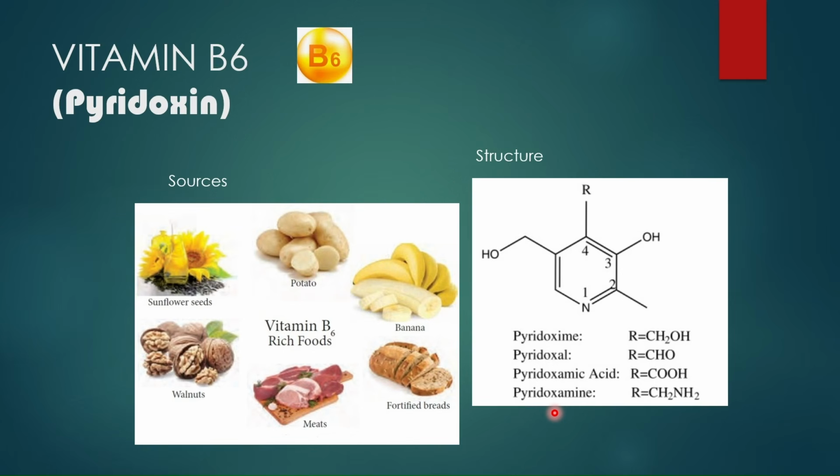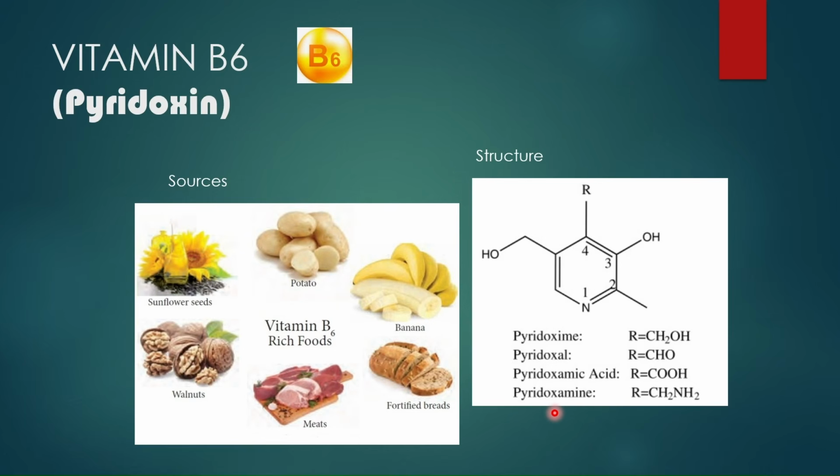Let's look at our next member of vitamin B complex, that is vitamin B6, also known as pyridoxine. Structure of pyridoxine contains 8 carbon atoms, 11 hydrogen atoms, 1 nitrogen atom, and 3 oxygen atoms within a hydrochloride molecule. Some important sources of pyridoxine include sunflower seeds, potato, banana, meats, walnuts, etc.